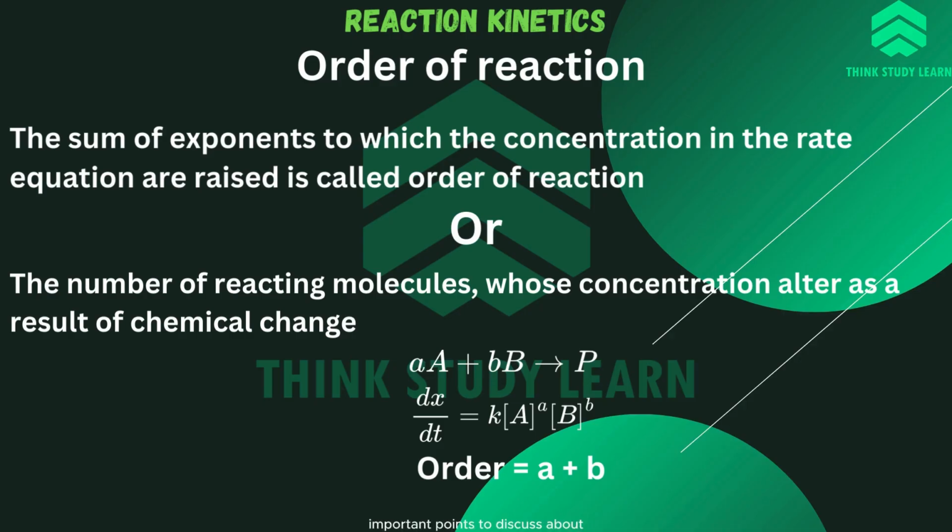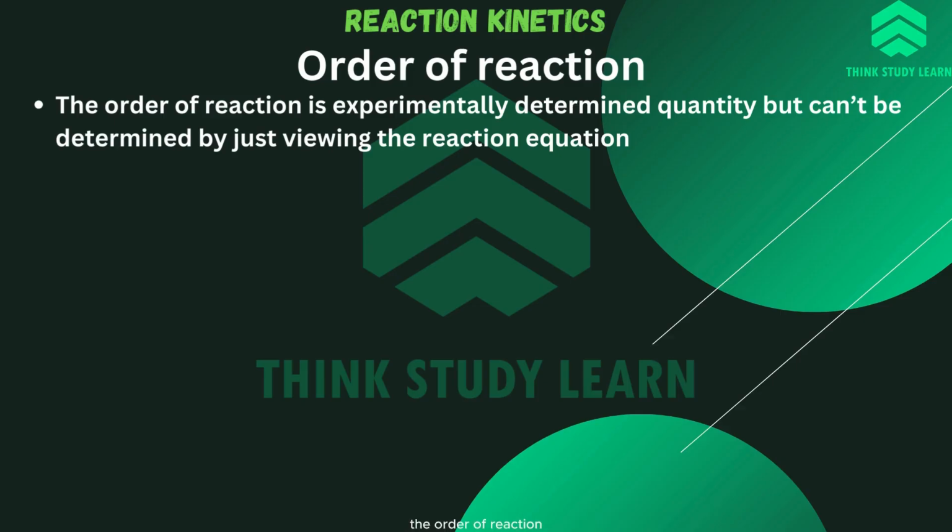There are some important points to discuss about the order of reaction, which are given below. The order of reaction is an experimentally determined quantity and cannot be inferred simply by looking at the reaction equation. It means that to determine the order of reaction, we have to perform an experiment with the different reactants and products, as it can't be determined by just theoretically viewing the reaction equation.